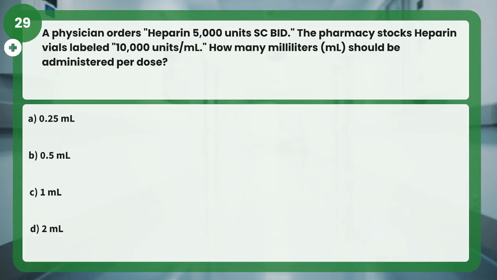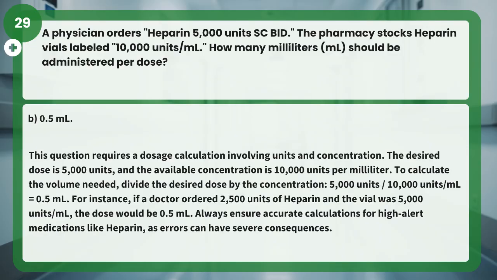Question 29. A physician orders heparin 5,000 units SC BID. The pharmacy stocks heparin vials labeled 10,000 units/mL. How many milliliters should be administered per dose? A. 0.25 mL. B. 0.5 mL. C. 1 milliliter. D. 2 milliliters. Answer B. 0.5 mL.